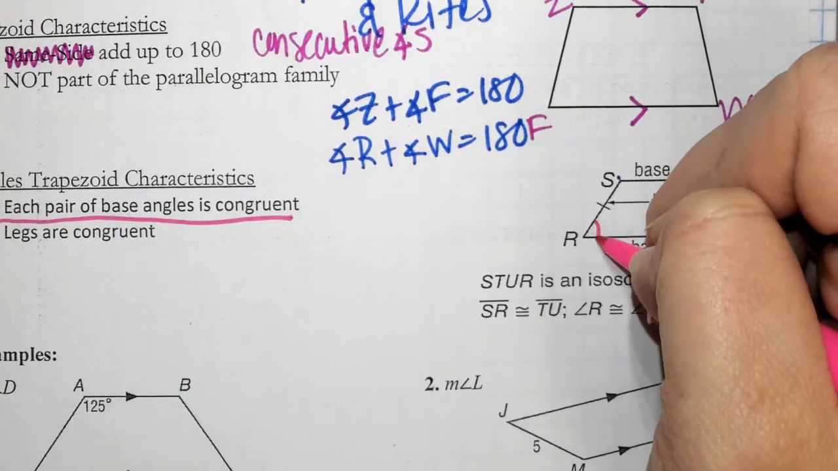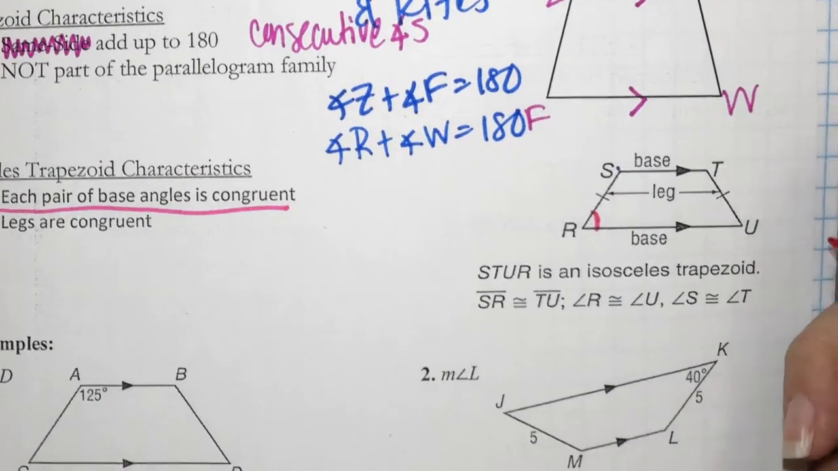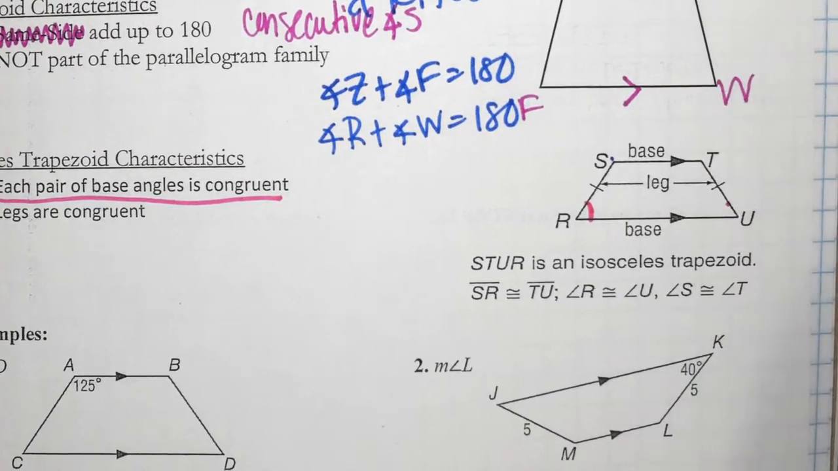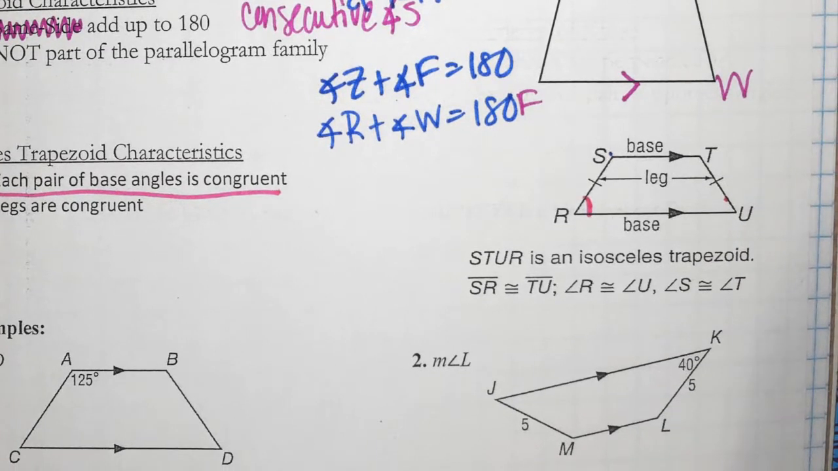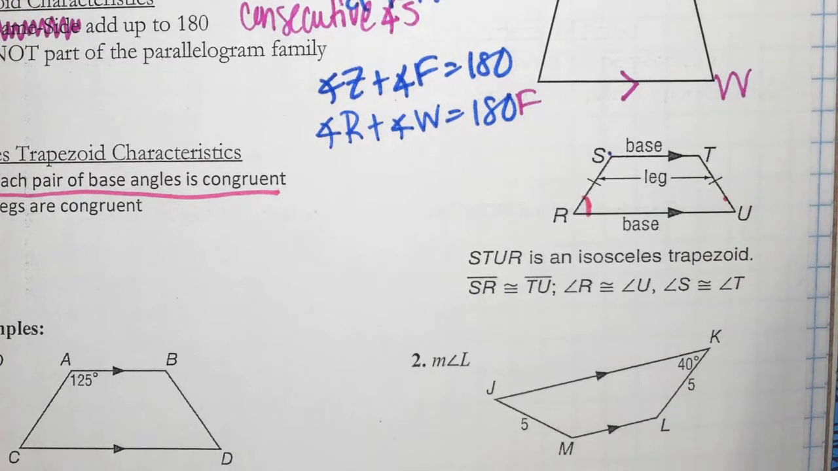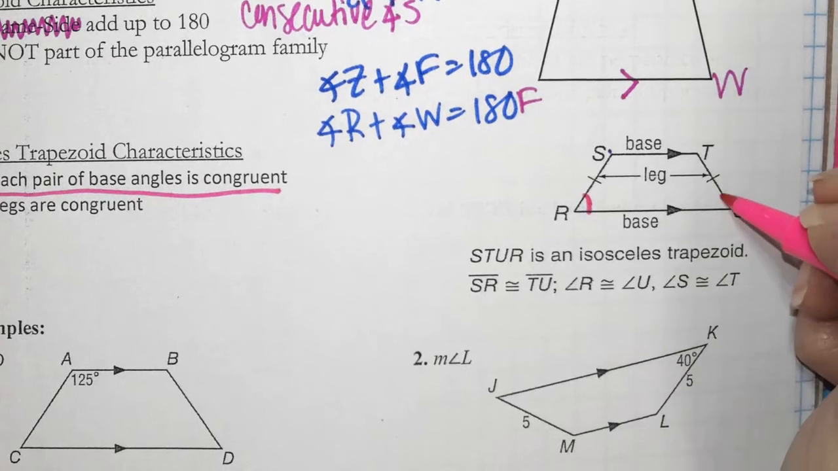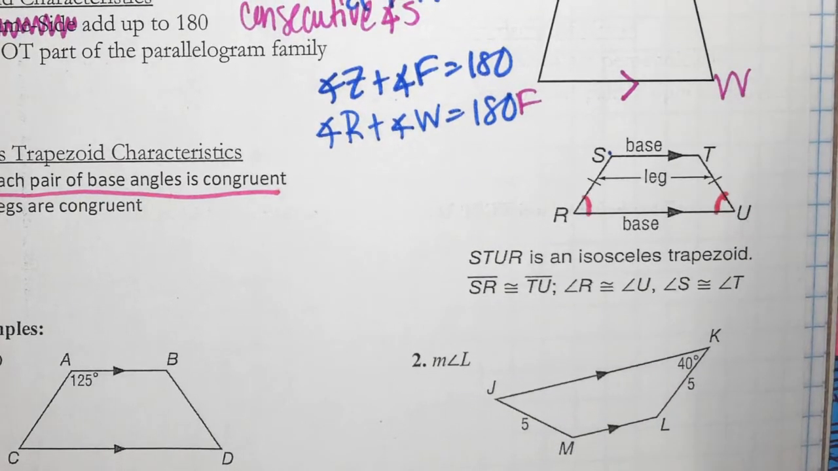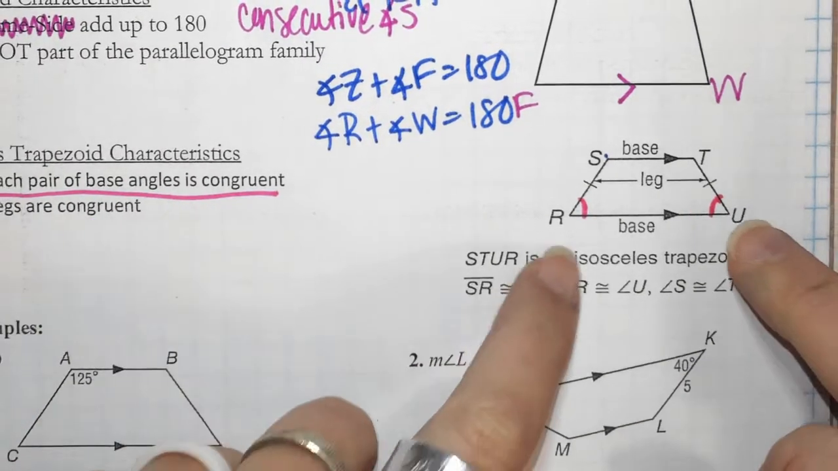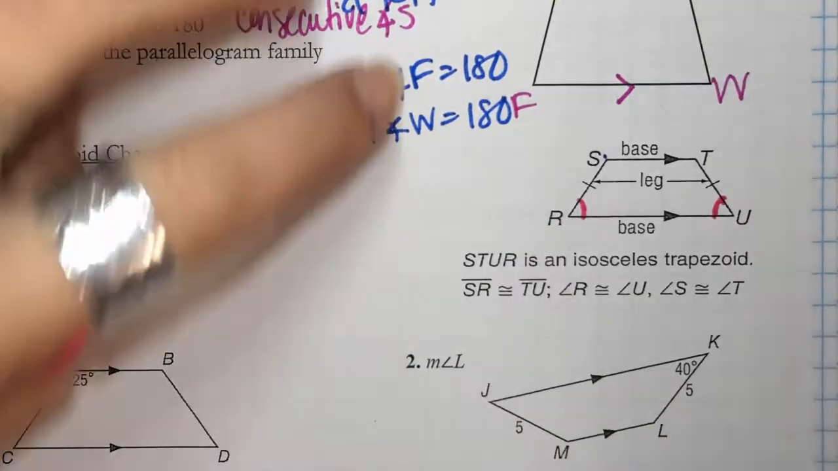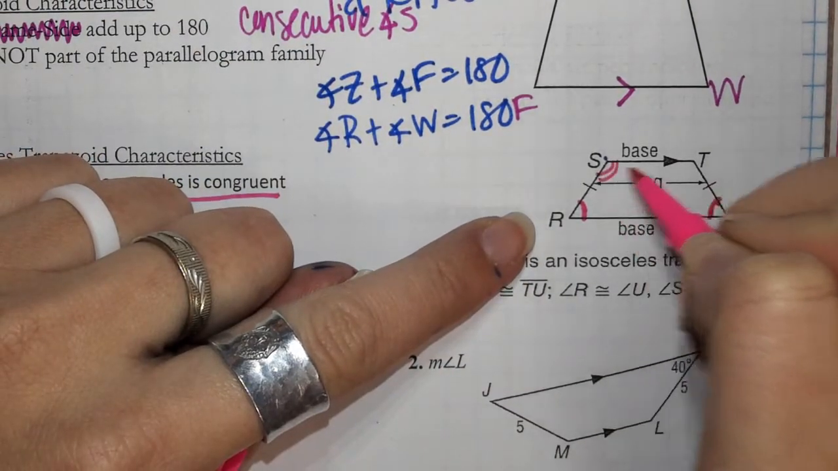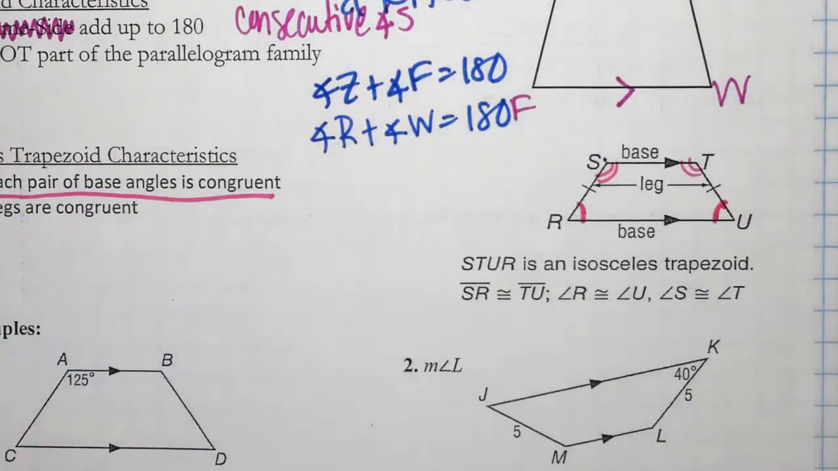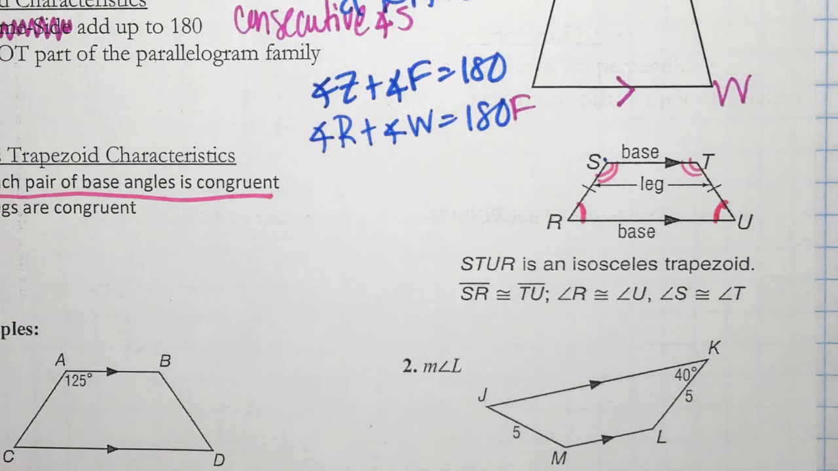So that means that angle R is congruent to what angle? It's U, because these are both on this base. Now, also, since it's isosceles, angle S would be congruent to angle T, of course. Is everybody with me so far?